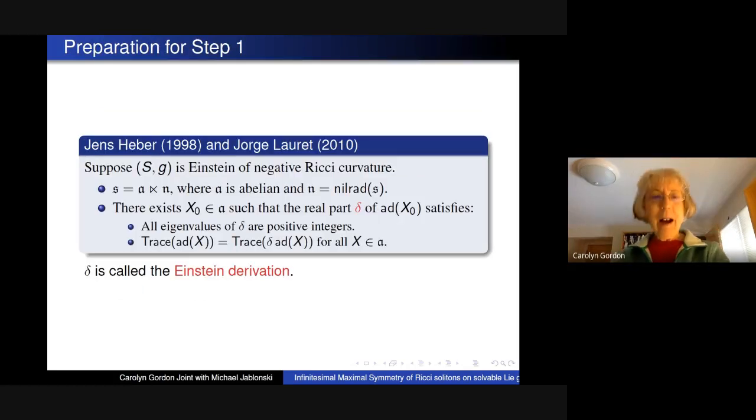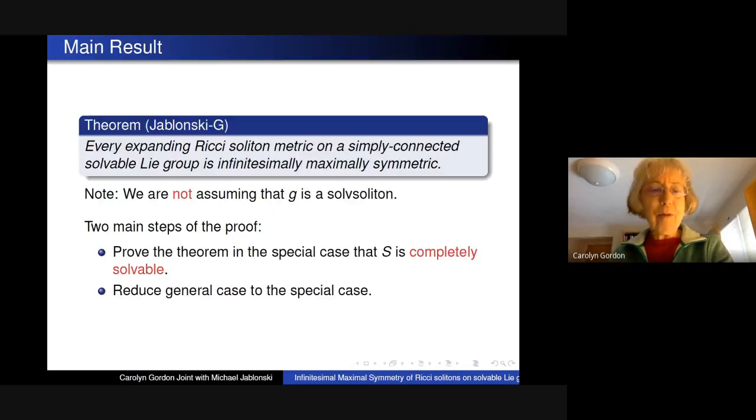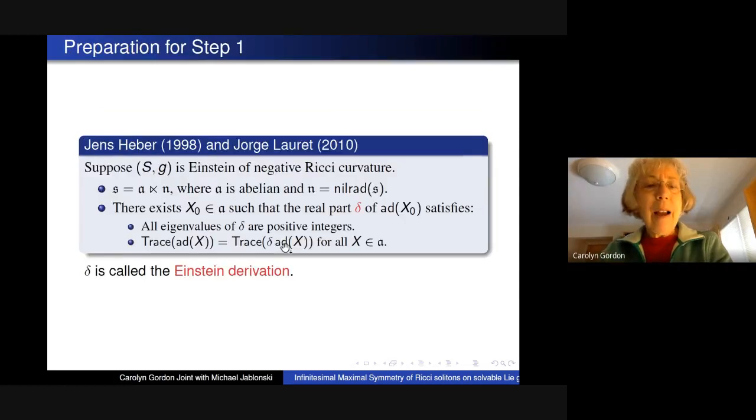Okay, in preparation for step one, for proving the result in the case where S is completely solvable and the soliton is a solved soliton, I need a little preparation. There's the beautiful theory of left invariant Einstein metrics on solvable Lie groups and of soliton metrics on solvable Lie groups, much of which was developed in Córdoba. Feel free to jump in and correct anything I say. I'm not going to summarize the whole theory, but just mention some of the things that I'll really be using.